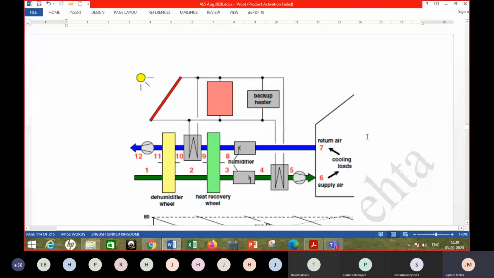But if it is a centralized air conditioning system, that's not the way it is done. You need to take some air from atmosphere, that is called fresh air or outdoor air. And it may be a good idea to process it and reduce its enthalpy and then put it in the space. What is the need for fresh air or outdoor air?